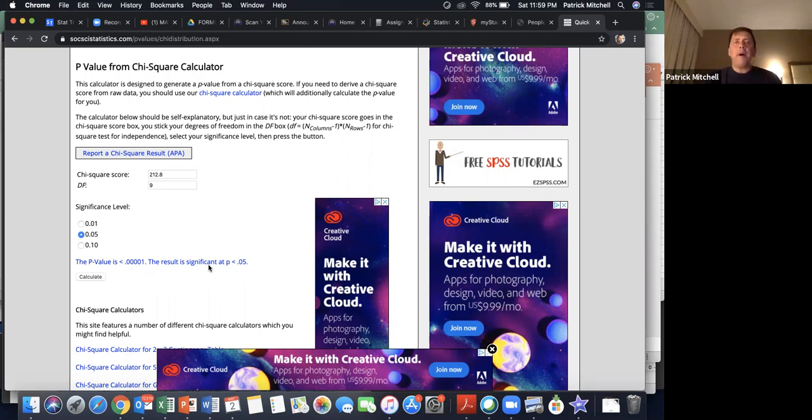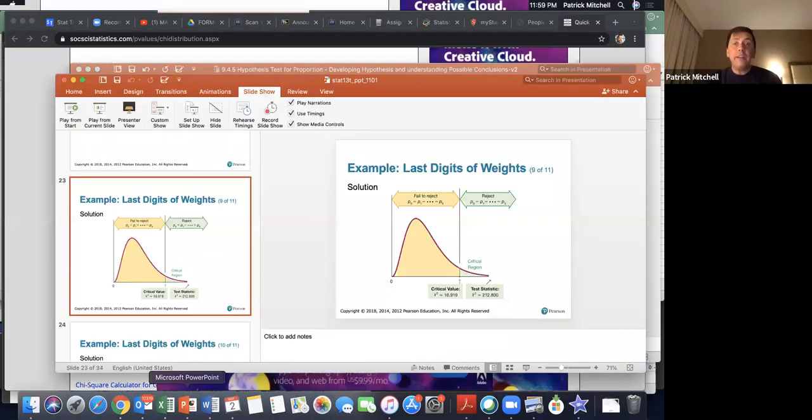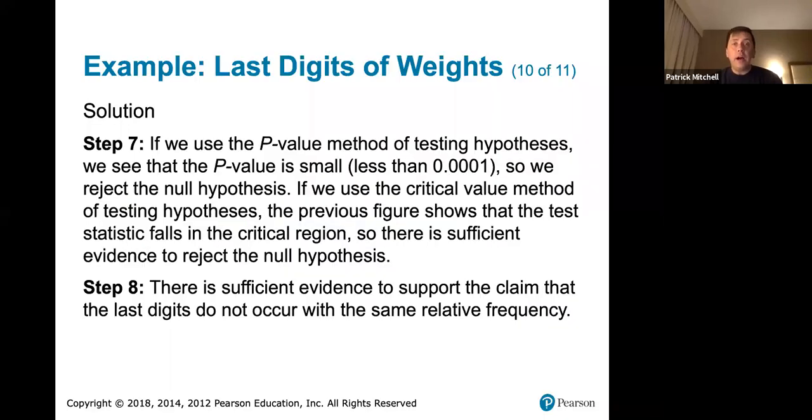If we use the p-value method of testing hypotheses, we see that the p-value is small, less than 0.0001. So we reject the null hypothesis. If we use the critical value method of testing hypotheses, the previous figure shows that the test statistic falls in the critical region, so there is sufficient evidence to reject the null hypothesis. There is sufficient evidence to support the claim, remember the original claim, that the last digits do not occur with the same relative frequency.